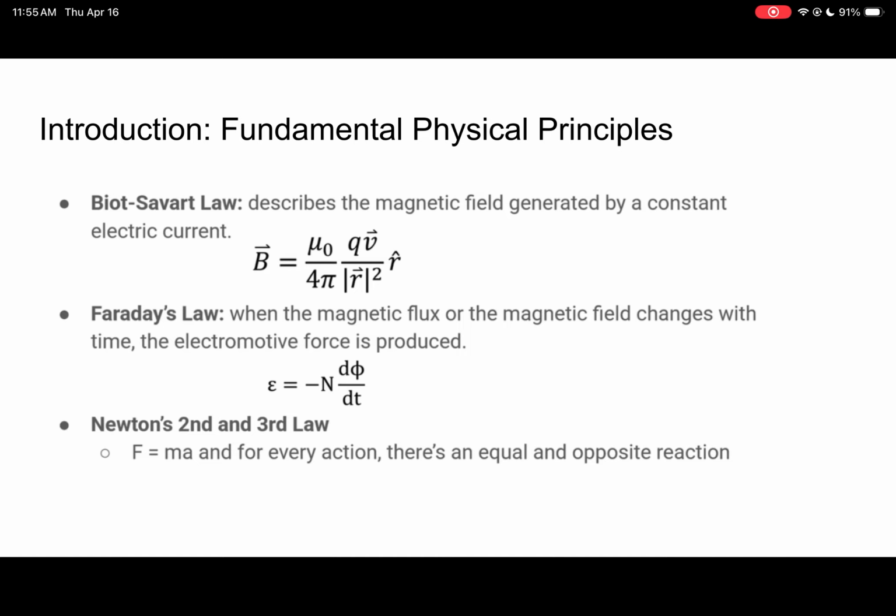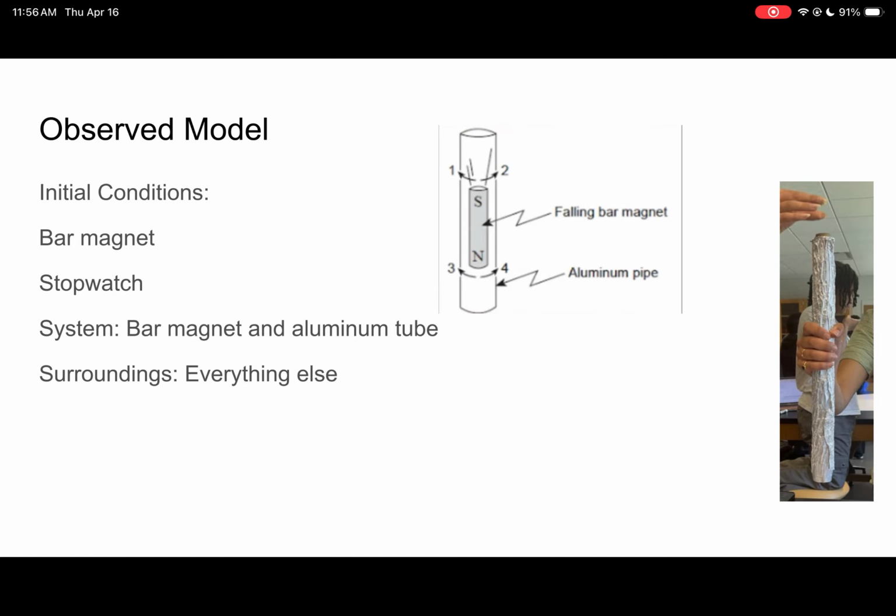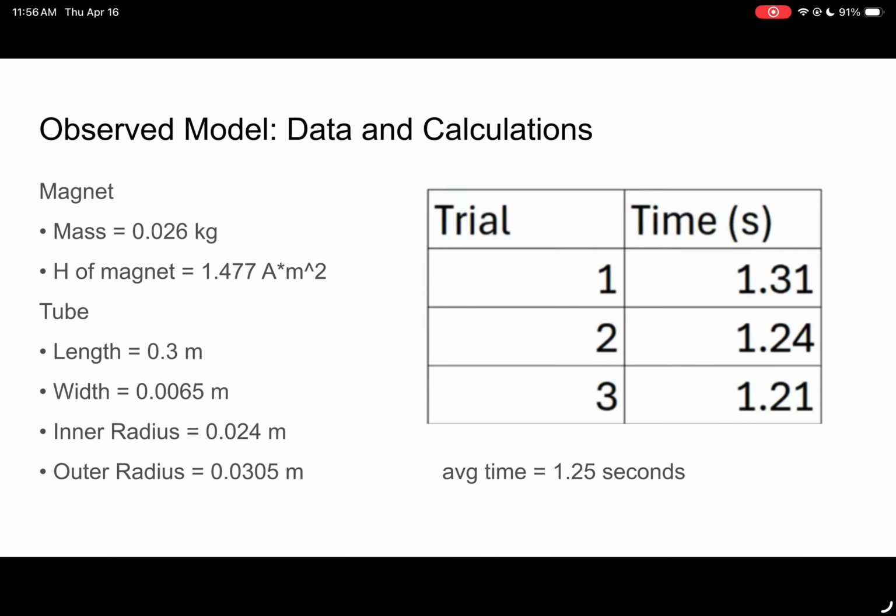So in our observed model, here are the initial conditions of the bar magnet and the stopwatch. The system is a bar magnet, and the tube and the surroundings are everything else. And here is a picture of the setup and a diagram for each part. So our data: the magnet is 0.026 kilograms, and the mu of the magnet is 1.4778 amps times meters squared, and that's from our previous lab.